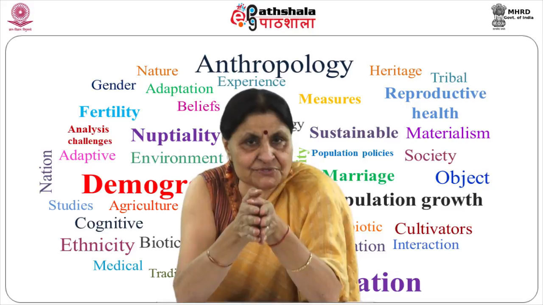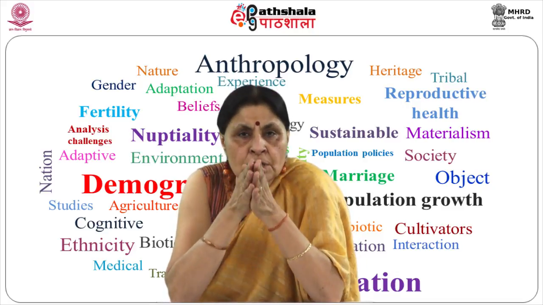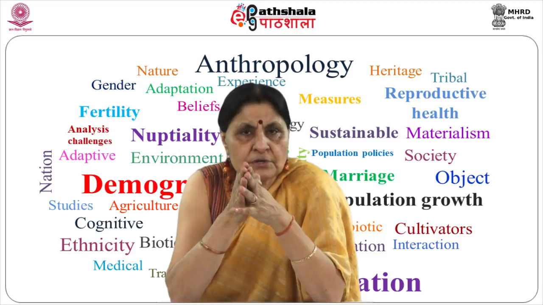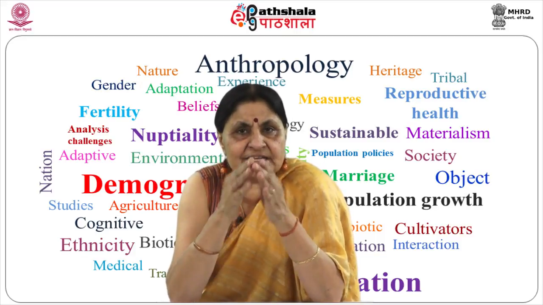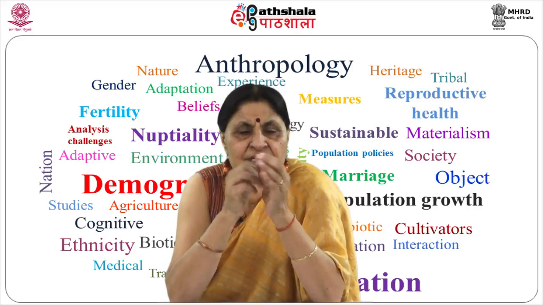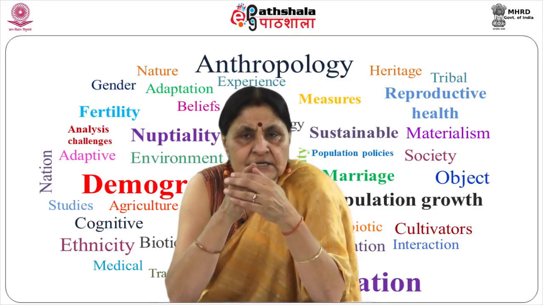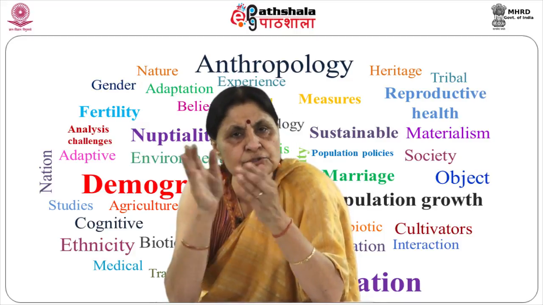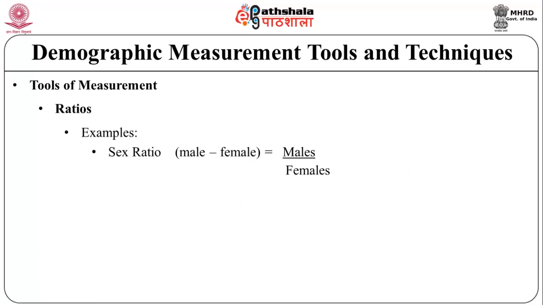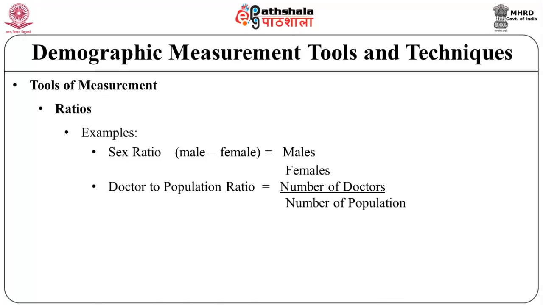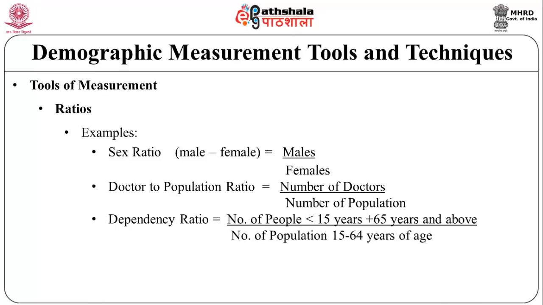Now, we'll talk about ratios. A ratio is a quotient of any two demographic quantities. It is the result of dividing one quantity by the other. A ratio quantifies the magnitude of one occurrence or condition in relation to another. For example, the sex ratio. What is the sex ratio? It is the male-female ratio in a particular population. Then the doctor to population ratio, the number of doctors in relation to the number of population. And the dependency ratio, which denotes people who are under 15 years or people who are 65 years and above.